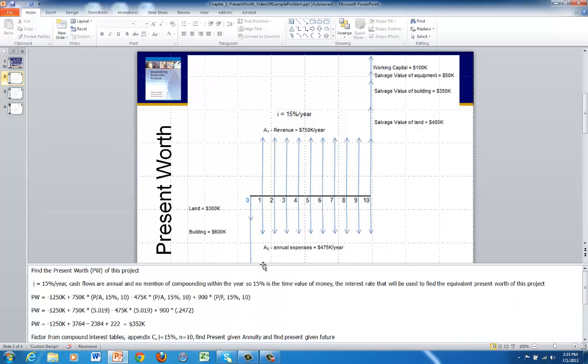I'm going to move it up a little bit so we can look at things. So we're trying to find what is the present worth of all of these cash flows. We know that the interest rate is 15%. Our cash flows are at 15% per year. The cash flows are annual, and there's no mention of compounding within the year, so 15% is the time value of money that we're going to use.